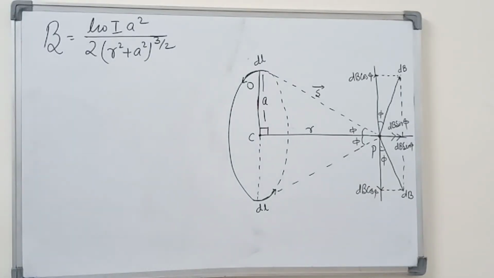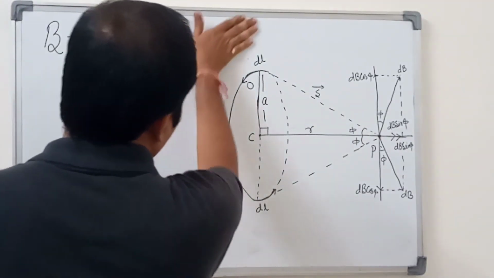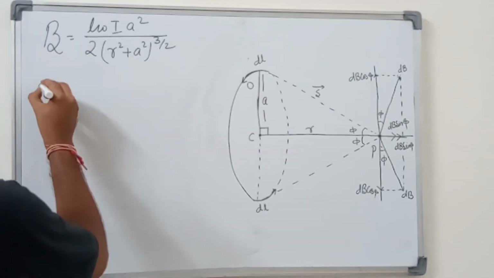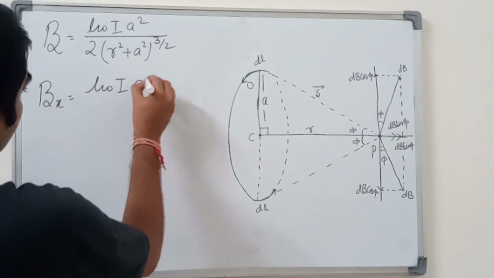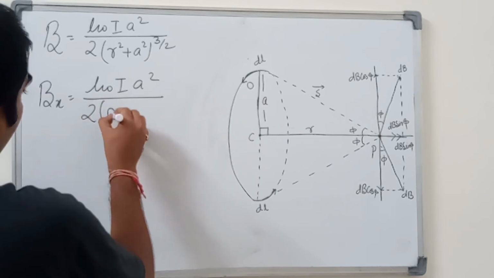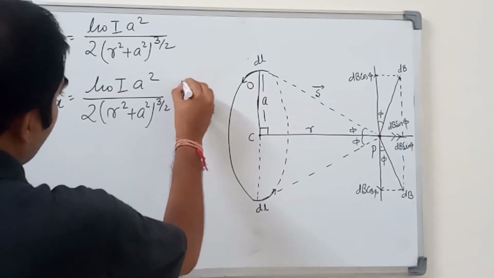So now write down the Cartesian coordinate. So Bx is equal to mu 0 I a square upon 2 (r square plus a square) to the power 3 by 2, and here is the i cap.